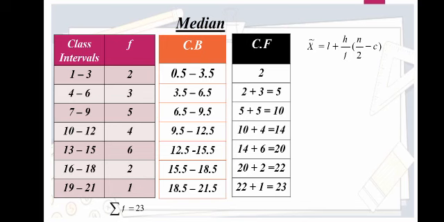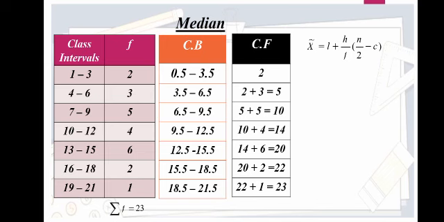The last row of the cumulative frequency and the sum of the frequency will always be the same. The last cumulative frequency is 23 and the sum of the frequency is also 23. Now, as per the requirement, for the median, the class boundary column is made, and the cumulative frequency column is made. Now we have to find out the median class.